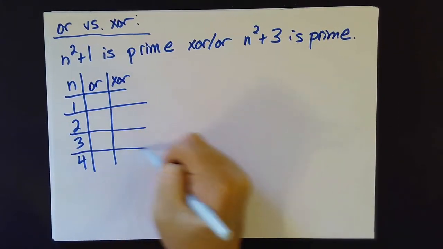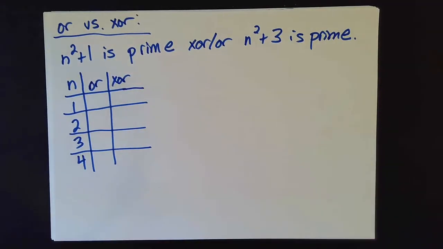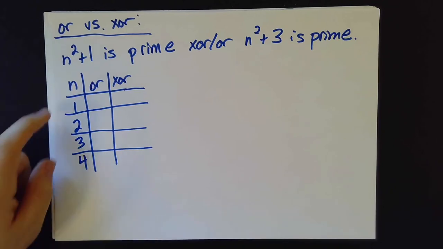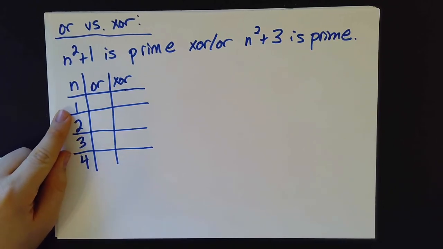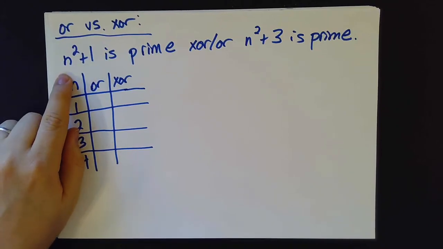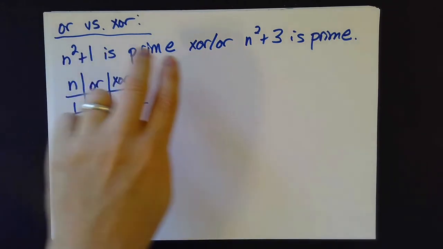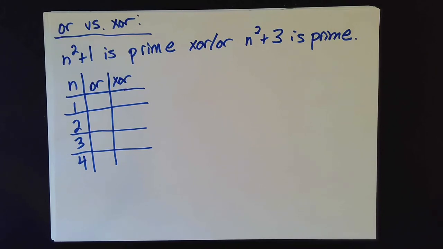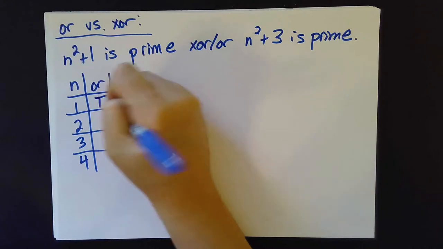Okay, so as a means of exploring the difference between OR and XOR, I want to look at this statement. N squared plus 1 is prime, and then either OR or XOR here, N squared plus 3 is prime. And I want to look at whether it is true or false. And so in order to decide if it's true or false, I'm going to need a collection of n's to plug in. So when I plug in 1, what do I get? I get 1 squared plus 1, I get 2 is prime, and then XOR or 4 is prime. Okay. Since 2 is prime and 4 isn't, this is in fact true for both.